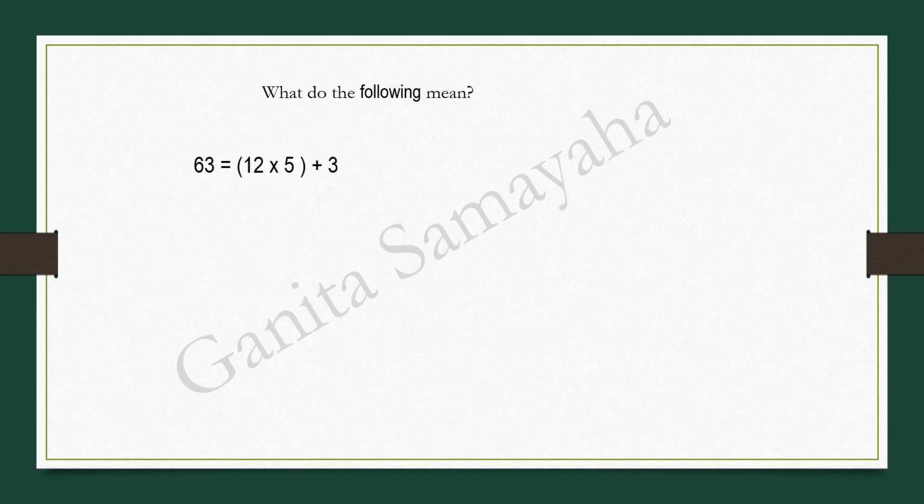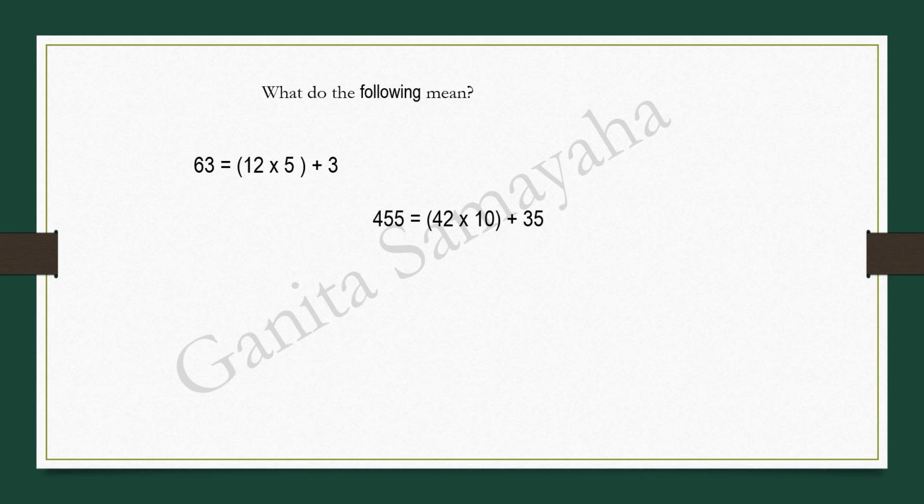Okay, let us see one more example. 455 is equal to 42 into 10 plus 35. Okay, so this means that when 455 is divided by 42, the quotient is 10 and the remainder is 35. That is the meaning of this statement.